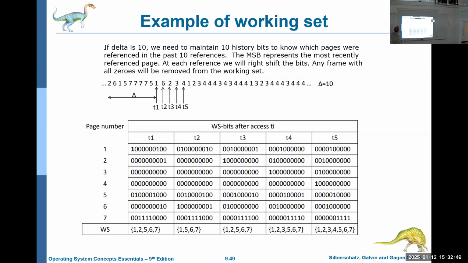If delta is 10, we need to maintain 10 history bits to know which pages were referenced in the past 10 references. In other words, theoretically, if we looked back 10,000, we'd have to have 10,000 history bits. We have to know all the references in the past 10,000 references. How are you going to know that? You have to keep track of it. You have to have a bit for every page, whether it was referenced or not.